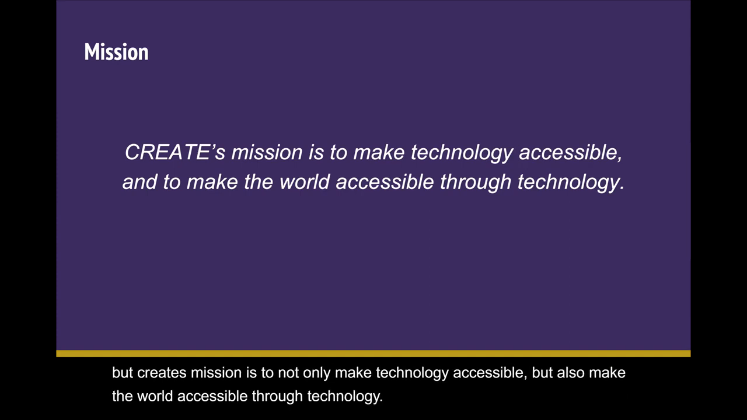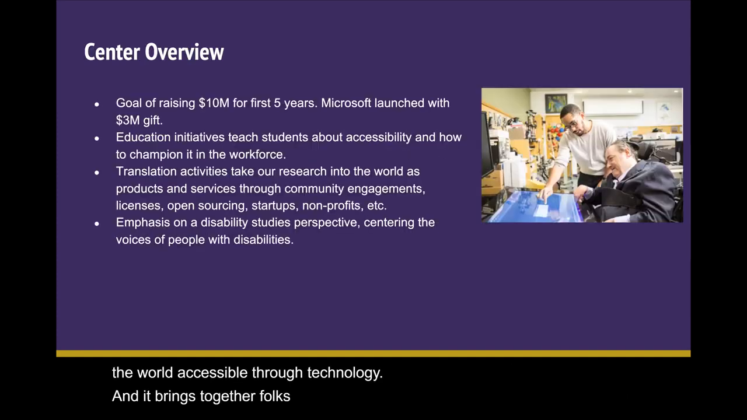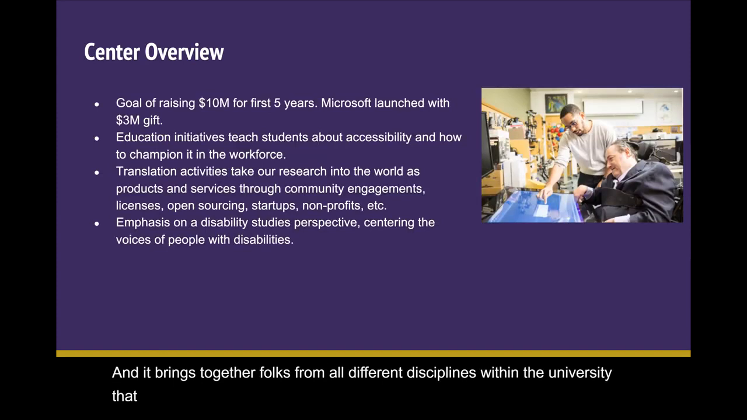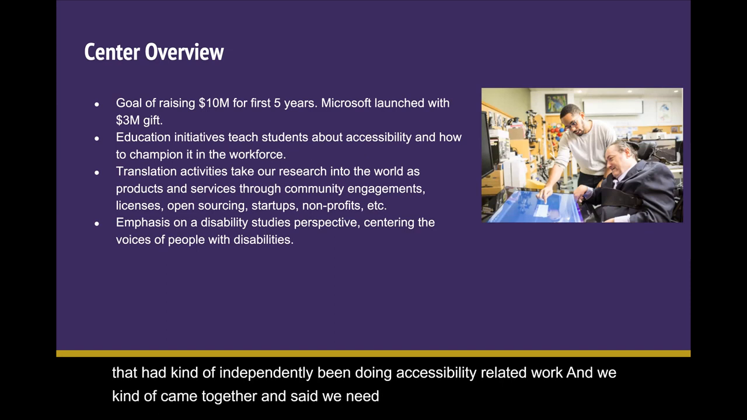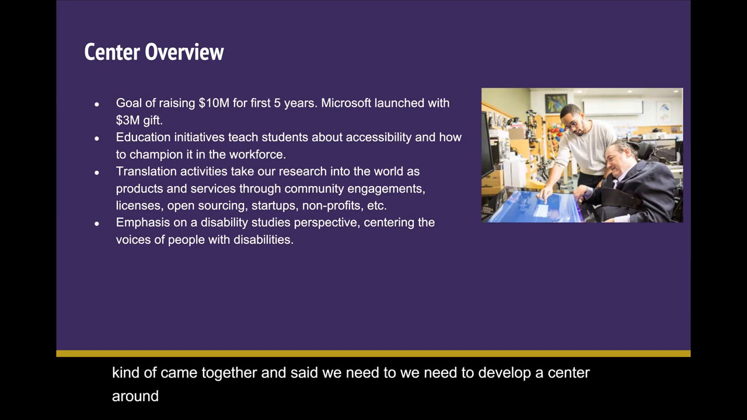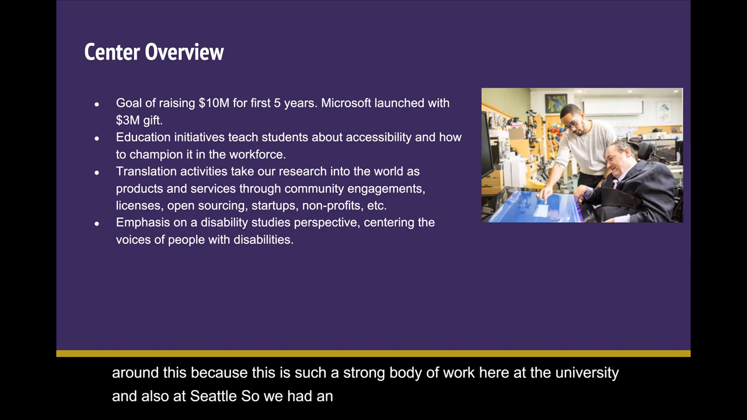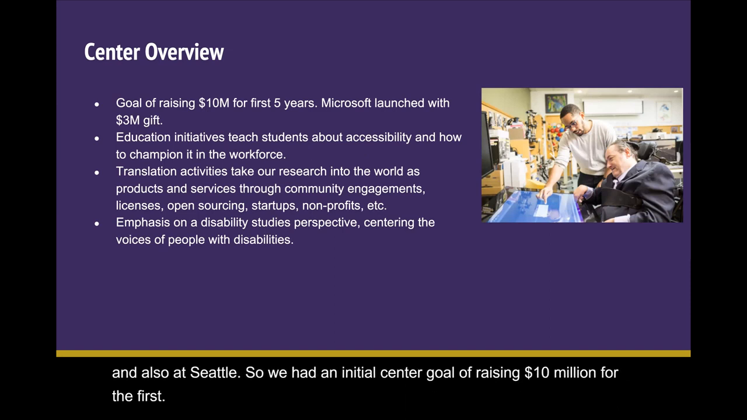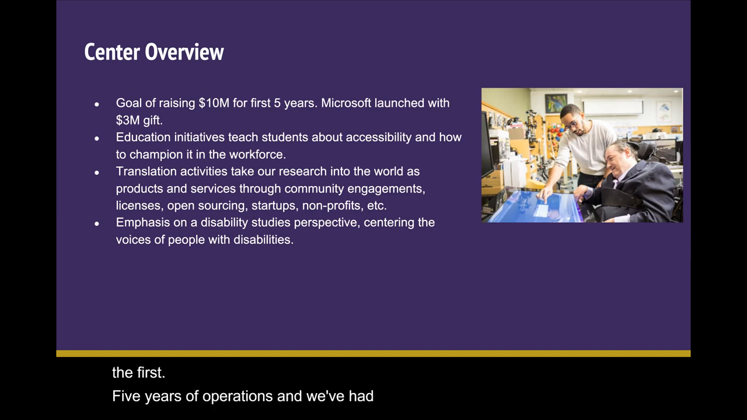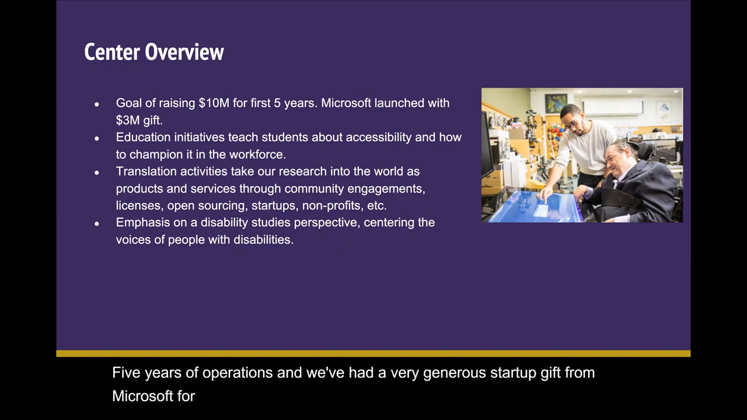It brings together folks from all different disciplines within the university that had independently been doing accessibility-related work. We came together and said, we need to develop a center around this, because this is such a strong body of work here at the university and also in Seattle. We had an initial center goal of raising $10 million for the first 5 years of operations, and we've had a very generous startup gift from Microsoft for a significant chunk of that. So we work really closely with the Microsoft folks.